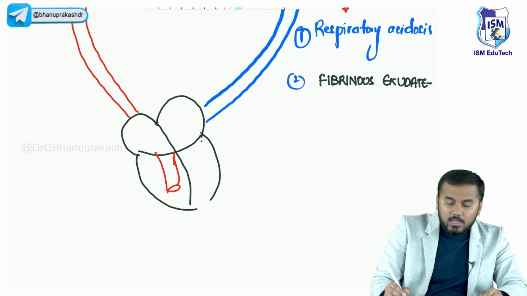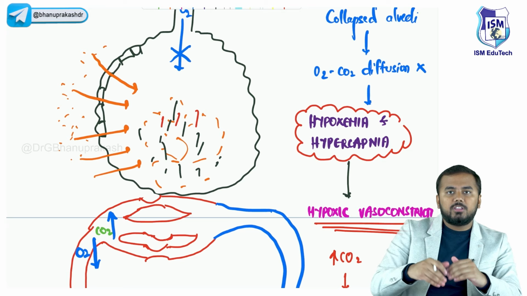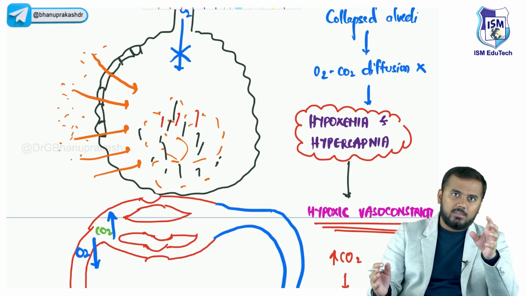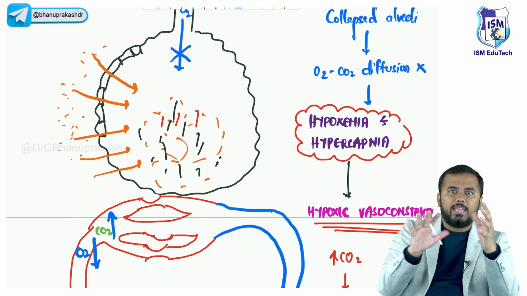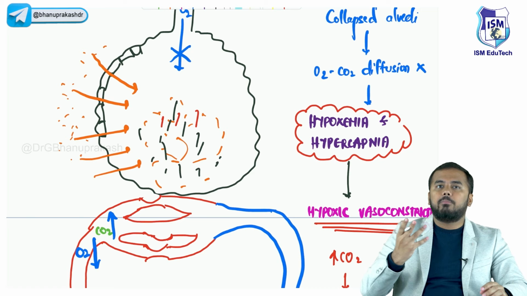After some time, what will happen? There are a lot of fibrous materials, fibrous exudate, within the alveoli. These fibers, these proteins, become hard and take on a glassy or hazy appearance. So that is what is called a hyaline membrane. That is why it is called hyaline membrane disease.